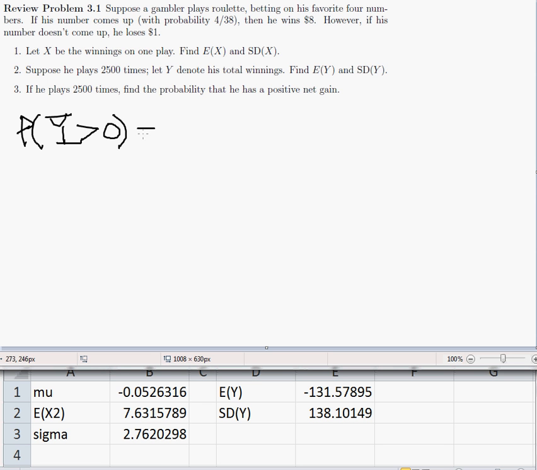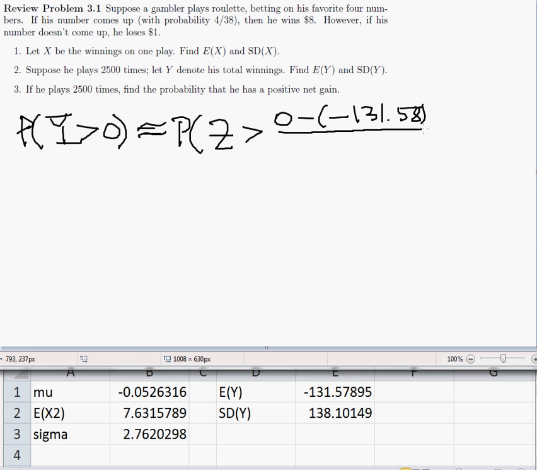Now, because I have a large number of trials, the bell curve applies, and so this will be approximately equal to the probability that a standard normal random variable, z, is bigger than 0, the observed sum, minus the expected sum of -$131.58. That's what's expected, as we see down here, divided by the standard error for the sum, which we worked out to be $138.10.